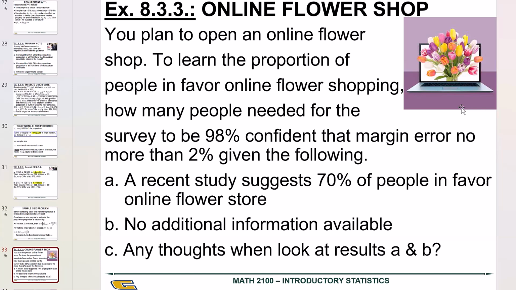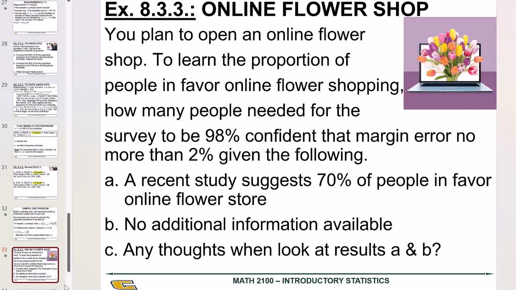So there are two scenarios. Either a recent study suggests that 70% of people are in favor. Okay, so you get some estimation from somewhere, a reliable resource. And then in part B, no additional information is available. This happens a lot of the time when you do something really new, and you don't have information available. And when you look at results A and B, you have to finish A and B before you can move to C.